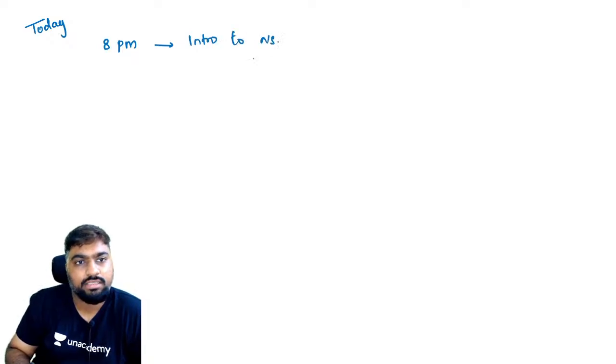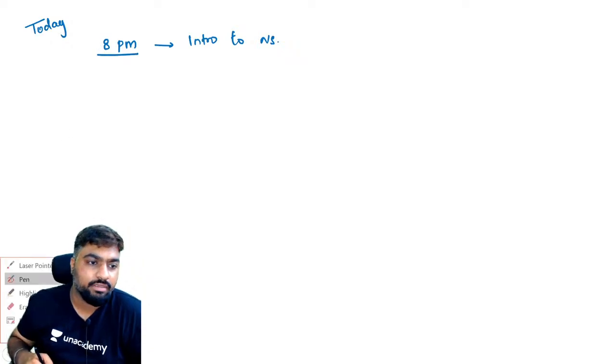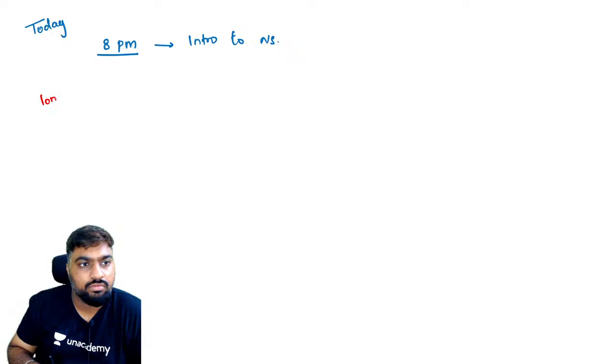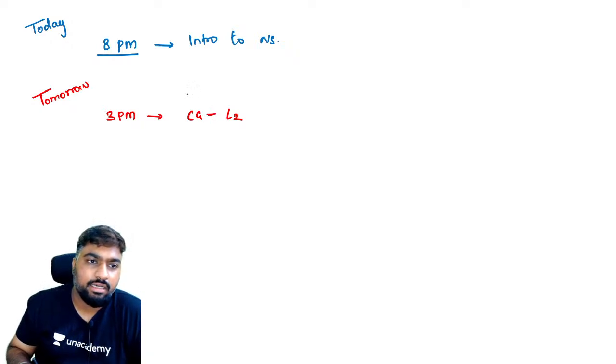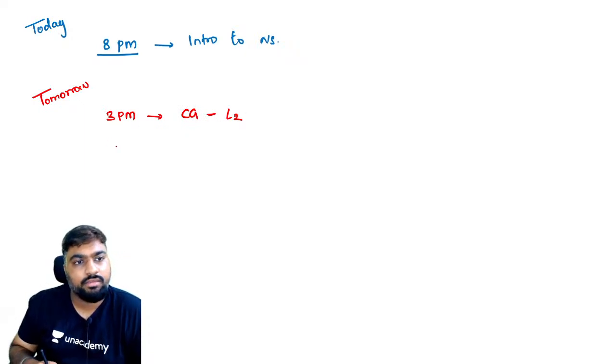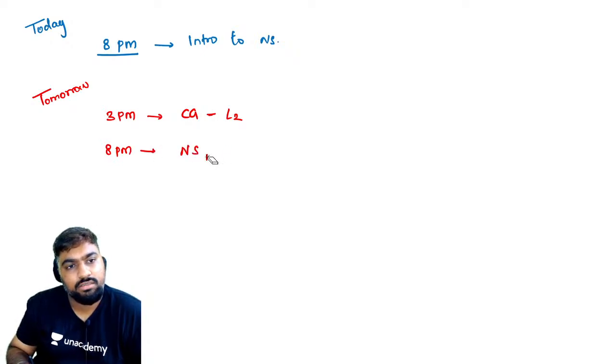Today at 8 p.m. we'll be doing an introduction to number systems. Yes, we're starting number systems in the evening, 8 p.m. And tomorrow at 3 p.m. we will be doing the second lecture of coordinate geometry, where we'll be looking at centroid, orthocenter, all of that. And tomorrow at 8 p.m. we will start the first lecture of number systems, that is types of numbers.